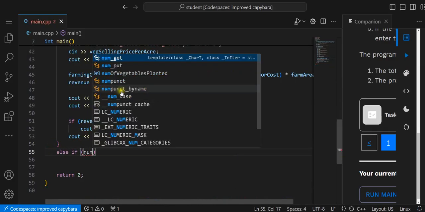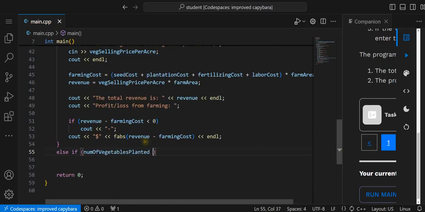num of vegetables planted equals 2. Do our bracket.